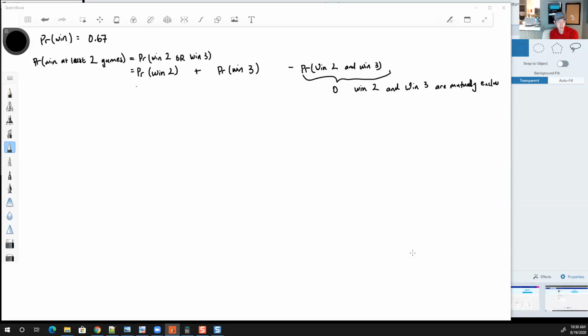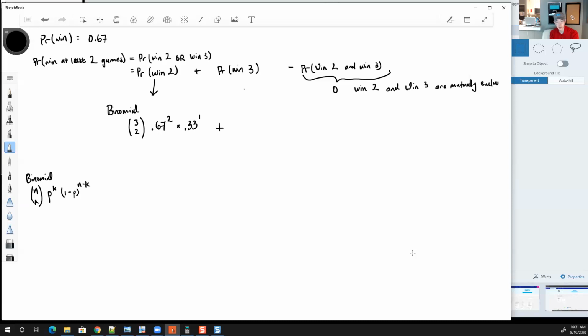Okay, so for the probability of winning 2, we'll use the binomial. This will be 3 choose 2, the probability of winning, 0.67 raised to the 2nd power, times the probability of losing, 0.33 raised to the 1 power, right? So if we recall, binomial is n choose k, the probability of a success p raised to the k, times the probability of a failure, 1 minus p, raised to the n minus k, okay?